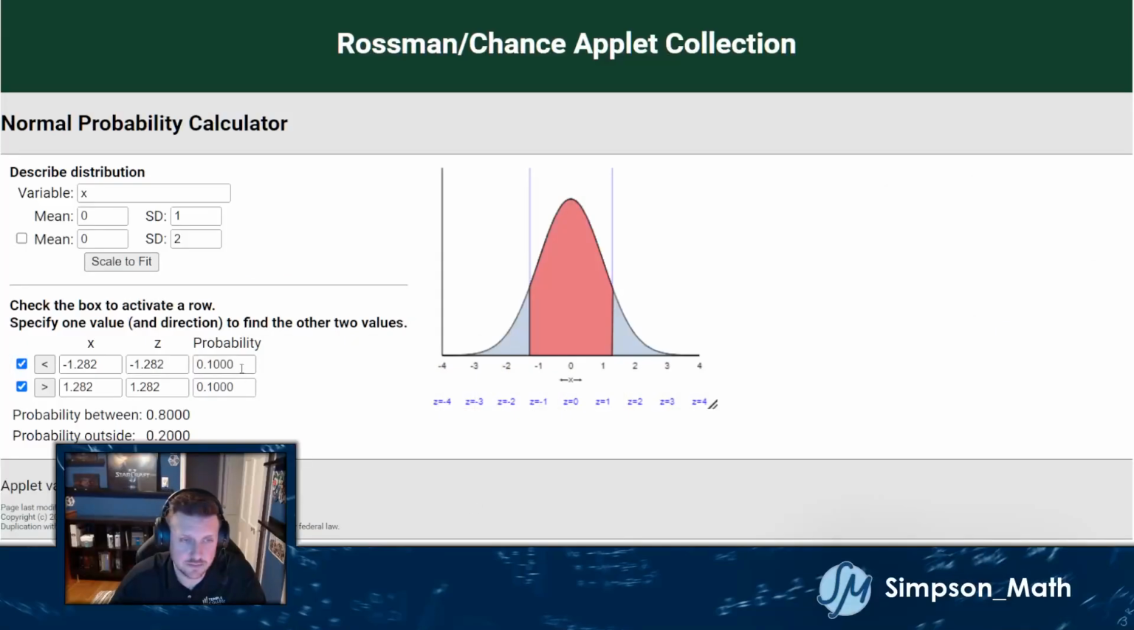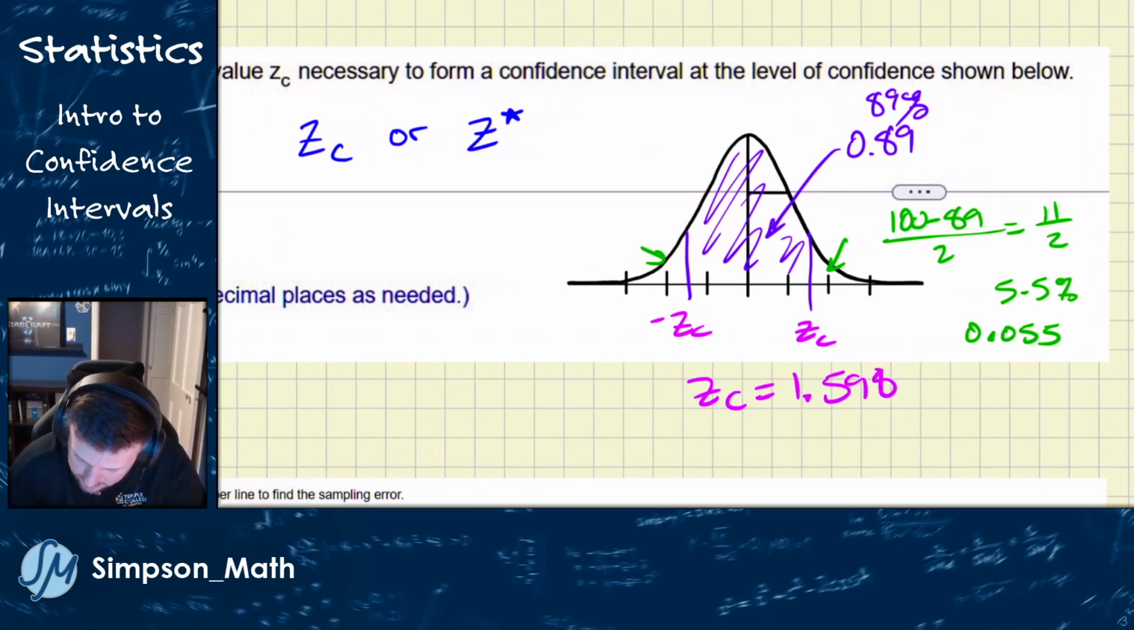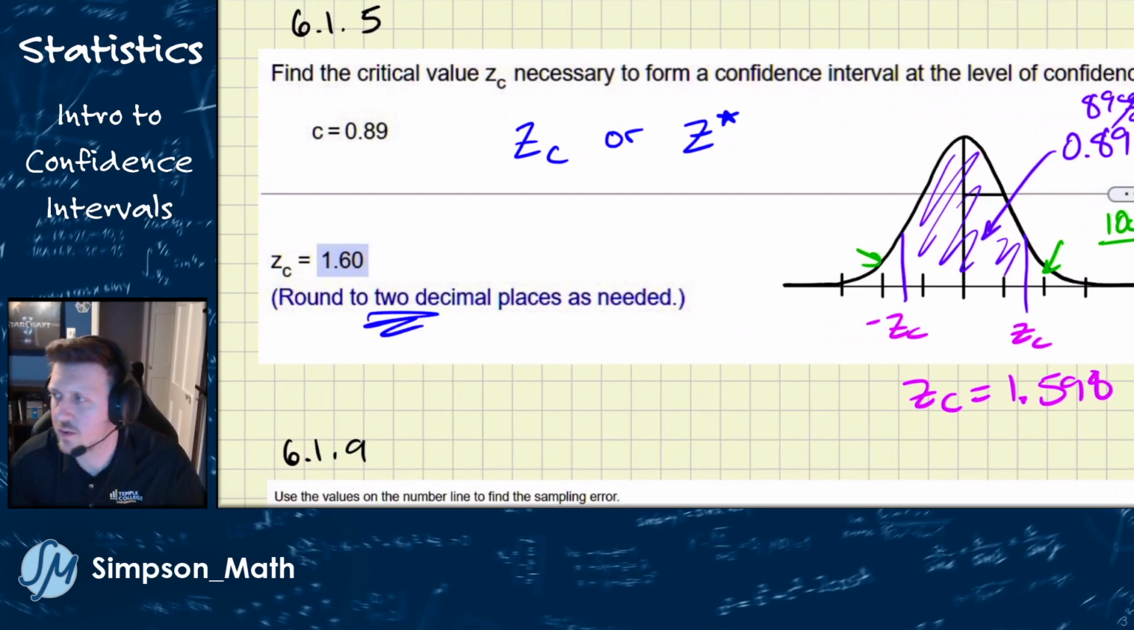All right, so I'm going to come over here and put in 0.055 in both. And a nice way to check is to check your probability between. This probability between better match up to my 89%, and it does. So that makes me feel good about the numbers I put in here. So to 3 decimal places is 1.598. This would be a ZC of 1.598. But the almighty blue words, I think, say something different. Almighty blue words say they want 2 decimal places. So 1.598 rounds to 1.6.